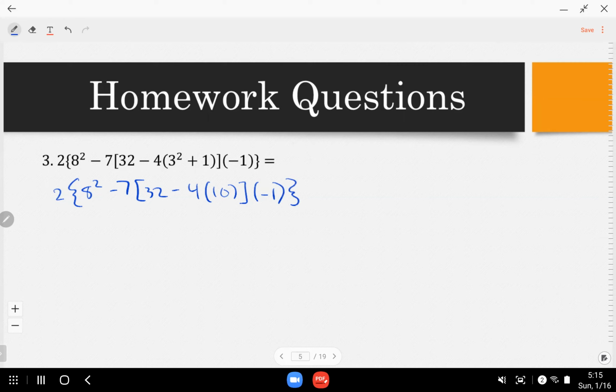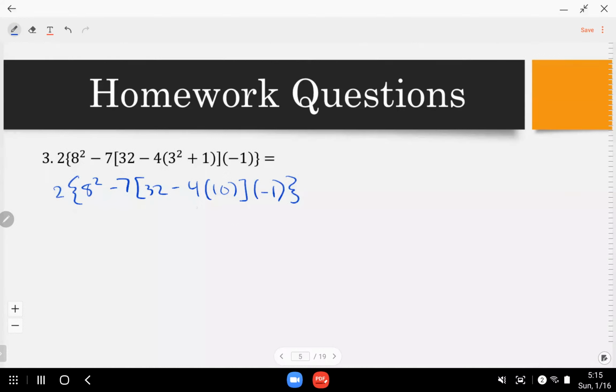So then we can see that our next step is these square brackets. So let's do these. But before we do that, we need to know that we need to do multiplication first and then do our subtraction, right? So let's write down this other part. Okay, and we have 32 minus 40, which is going to be -8. Okay, then -1, right?